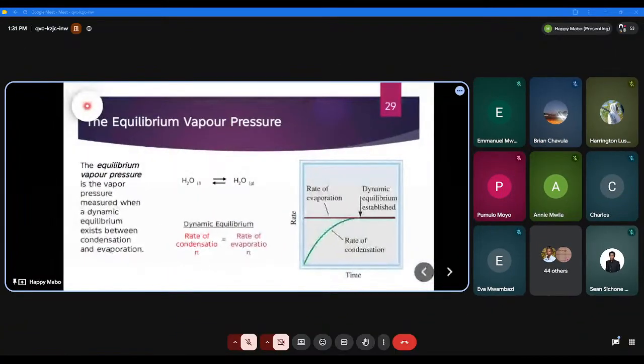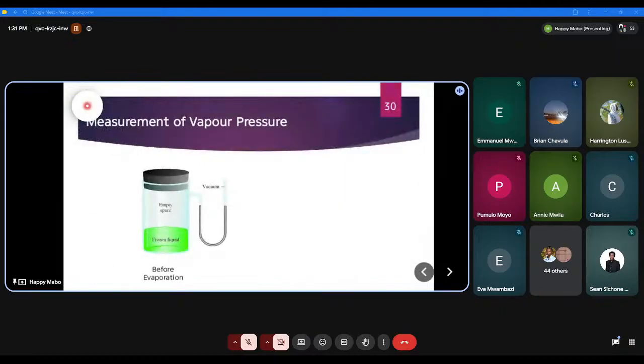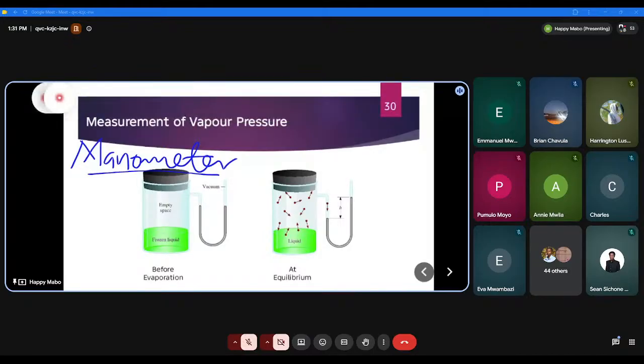Okay. So the simple setup that we can use to measure the equilibrium vapor pressure of a substance, especially a liquid, is what we have in this particular slide. The setup is called a manometer. So this is a manometer. It consists of a flask. The flask has the liquid whose vapor pressure we want to determine.